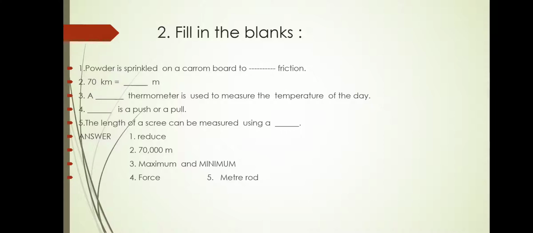First answer is reduce. Second answer is 70,000 meter. Third answer is maximum and minimum. Fourth answer is force. And fifth answer is meter rod.